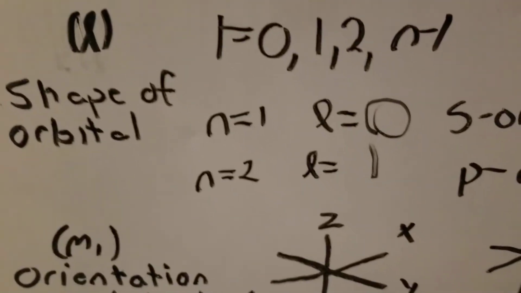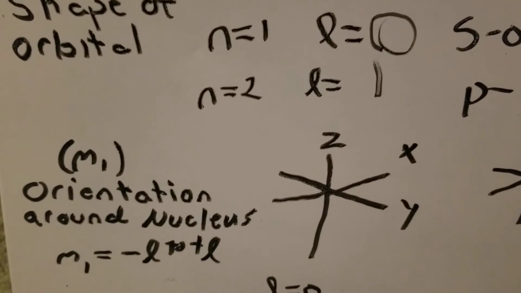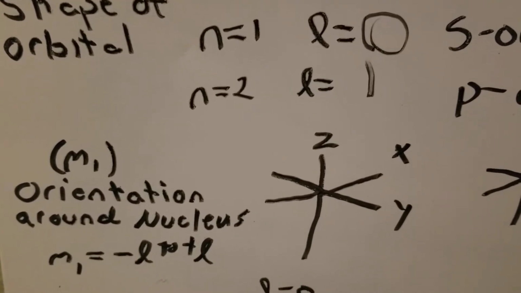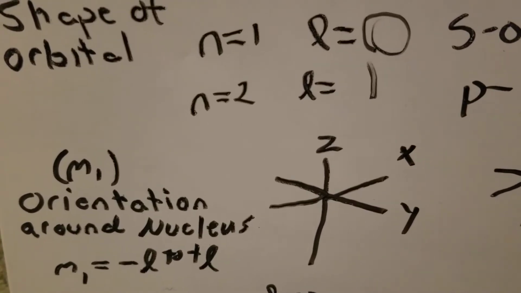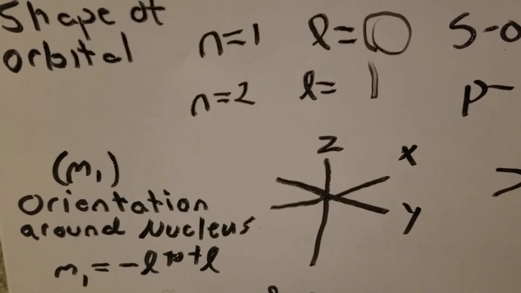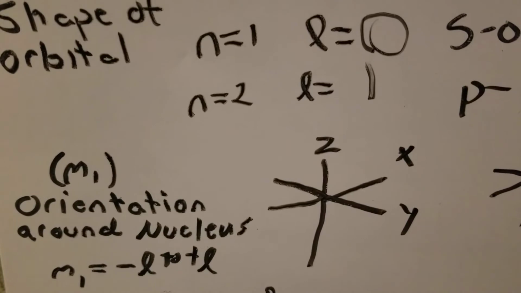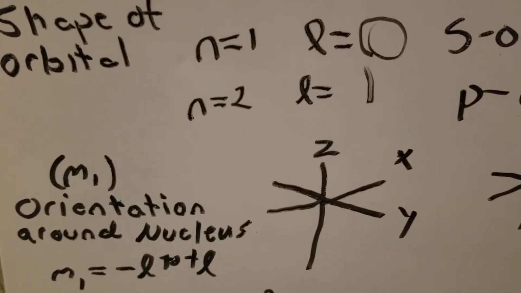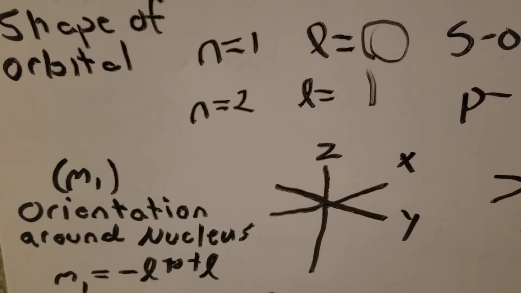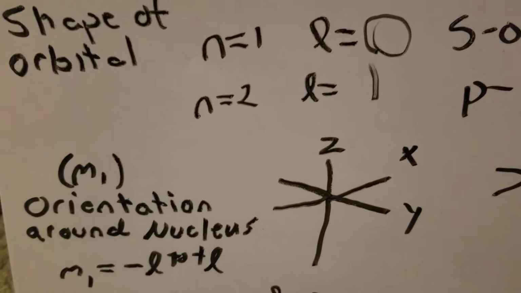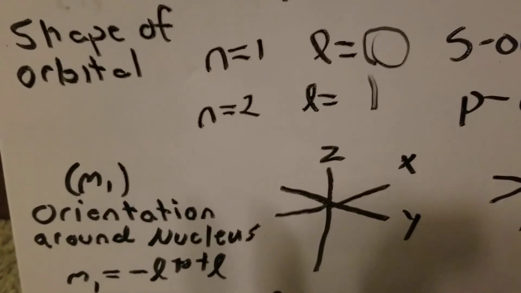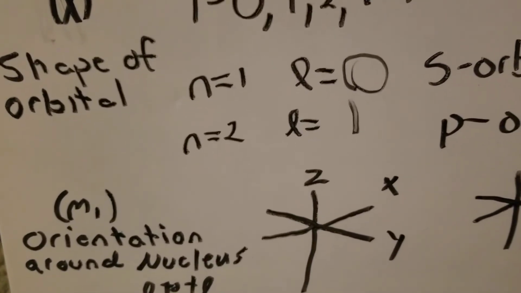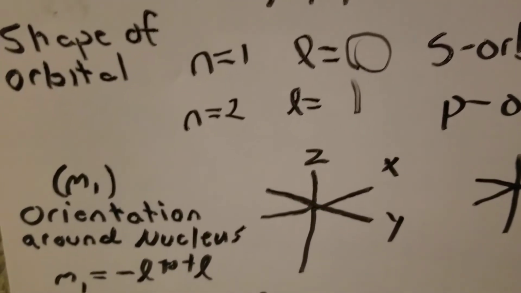Our next quantum number we will refer to as m sub L. M sub L represents our orientation around the nucleus. So this is going to be our orbital and how it orients itself around the nucleus. Now, what's really important to remember here is that m sub L is dependent upon L itself.